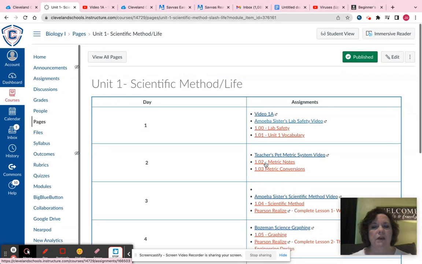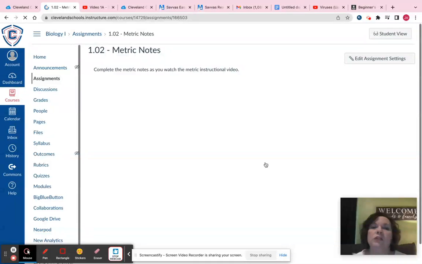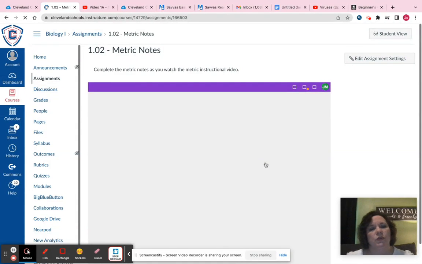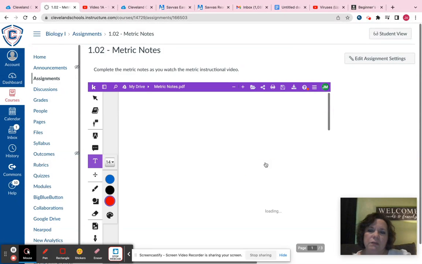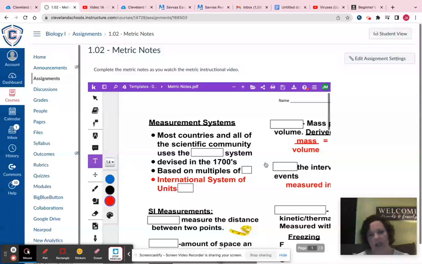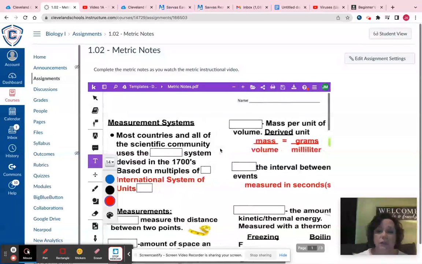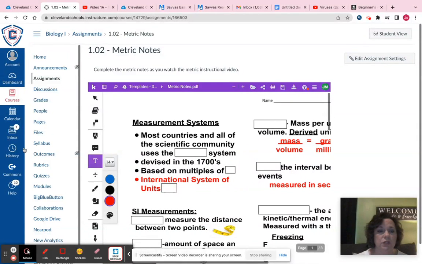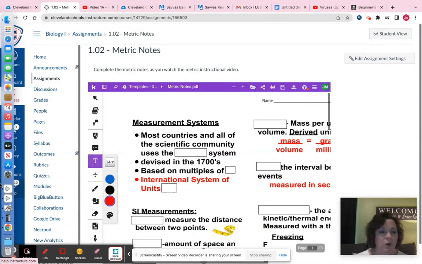But what you need to do right now is go ahead and click on 1.02 metric notes. Your notes for today will be graded. So you'll have to complete your notes as you watch the video. Just go through and fill in your notes, and once you're finished, submit that. Your teacher will grade that as a completion grade for you. This is what your notes look like on Canvas. You can just scroll through there and see those notes. But I'll go ahead and go to my other site now, and then we'll fill those notes in.